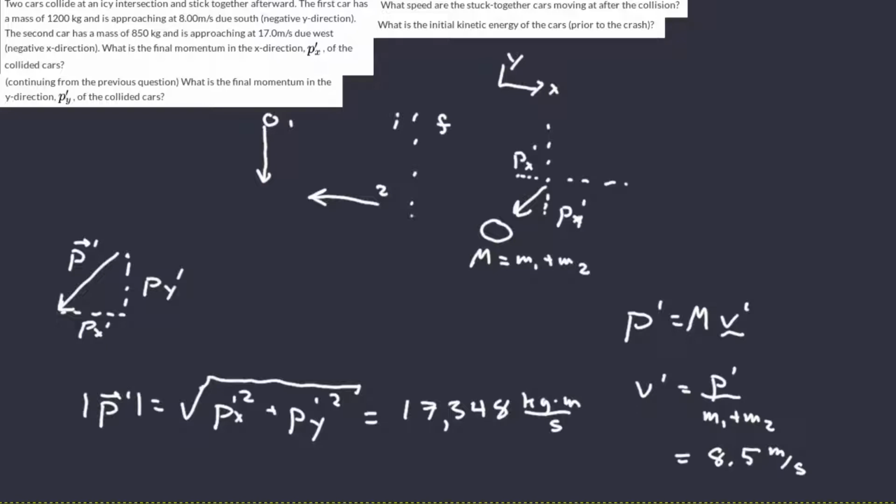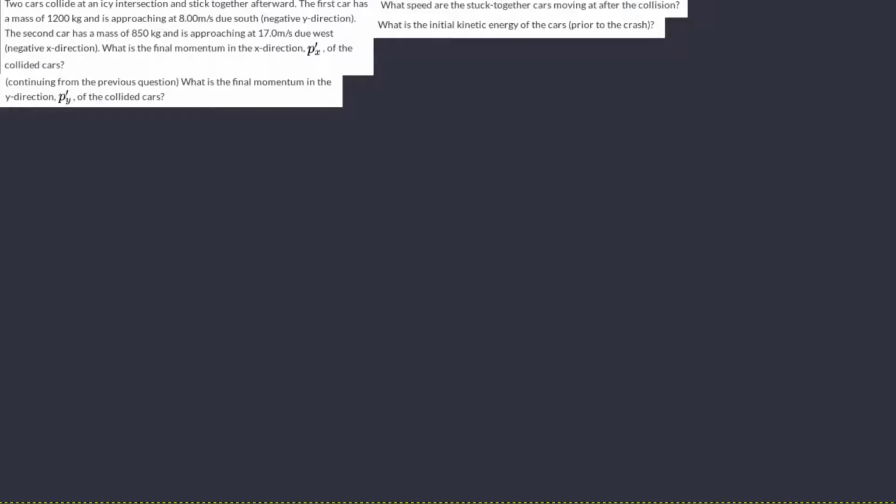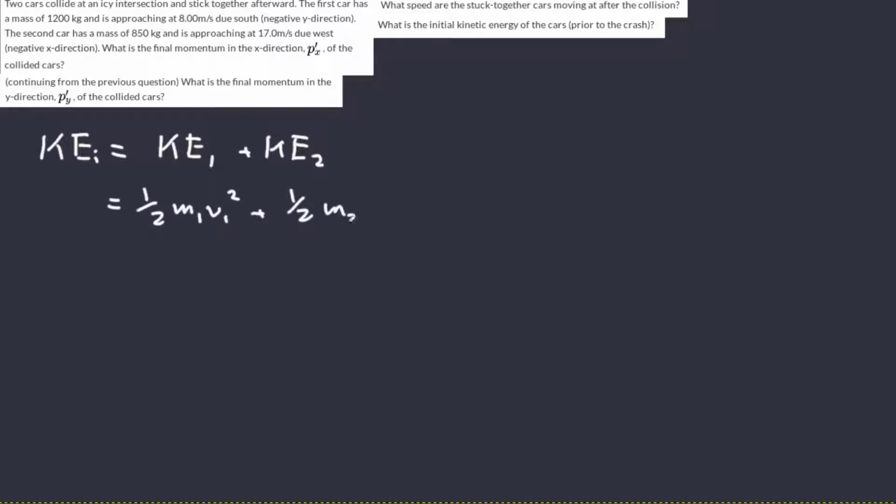So we have one more question left. That's to find the initial kinetic energy of the cars, that is prior to the crash. So the total kinetic energy initially is just our kinetic energy of car 1 plus the kinetic energy of car 2. So 1/2 m1 v1 squared plus 1/2 m2 v2 squared.